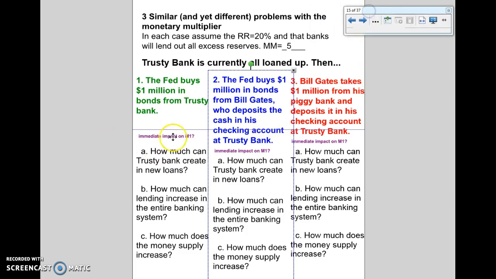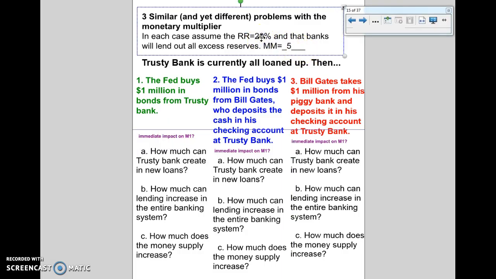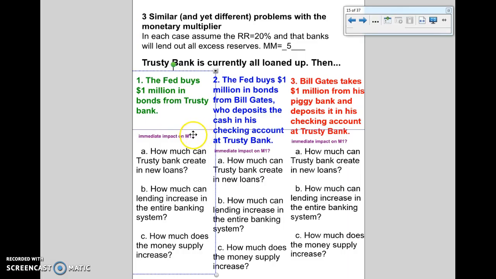Three wonderful scenarios in this case then. A reserve requirement of 20%, 1 over 0.2, brings us a money multiplier of 5. So if the Fed buys $1 million in bonds from the trustee bank, that means they buy the piece of paper, give the money to the bank, and of course, then that bank, what happens? The increase in the money supply is $1 million.